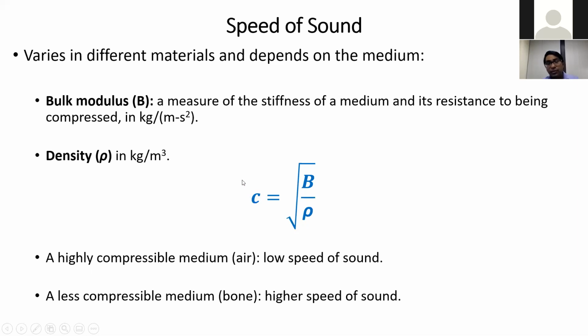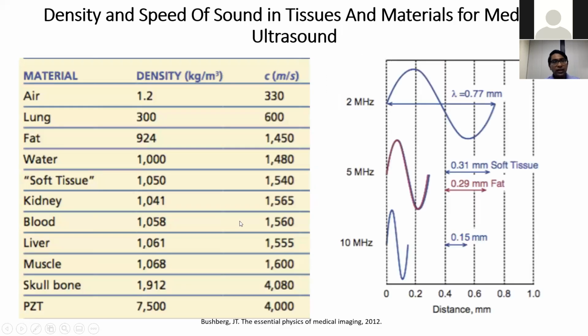There are different mediums which show different compressibility. A highly compressible medium like air has a low speed of sound, and a less compressible medium like bone has a higher speed of sound. So here are different materials with different densities and different speeds of sound. As I mentioned, we assume that the bulk modulus is almost constant, or the changes in bulk modulus are very small. We mainly focus on density.